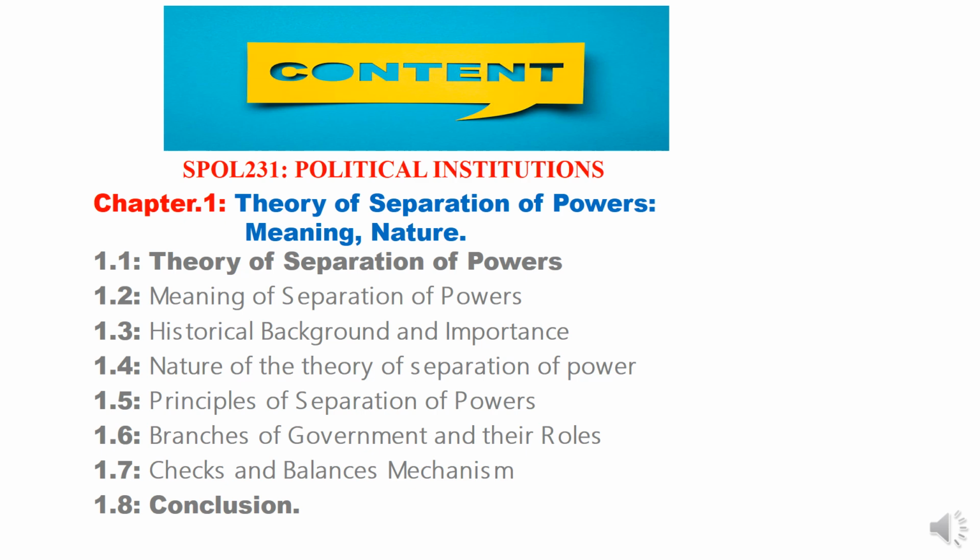Content. This unit is separation of powers, and the first chapter is theory of separation of powers, meaning and nature. The contents of the chapter are: theory of separation of powers, meaning of separation of powers, historical background and importance, nature of the theory of separation of powers, principles of separation of powers, branches of government and their roles, checks and balances mechanism, and finally conclusion.